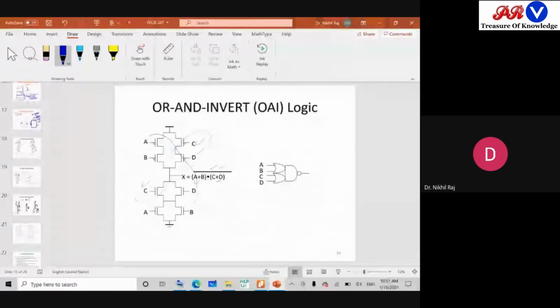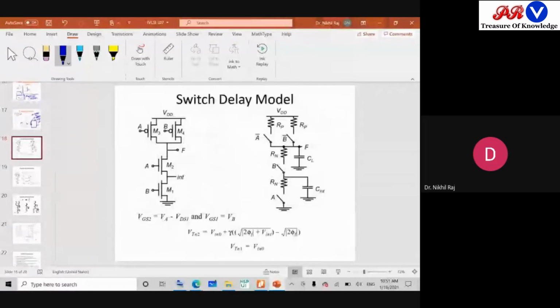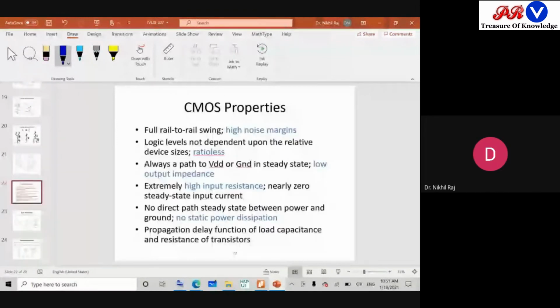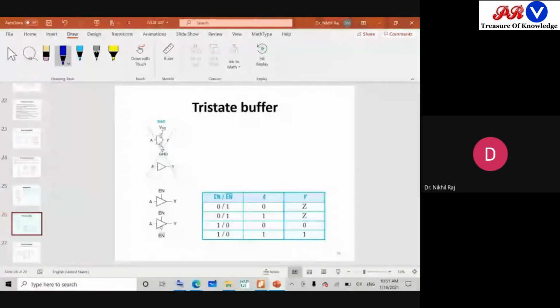So the remaining slides are on switch logic and transmission gates. Okay, we'll stop here.